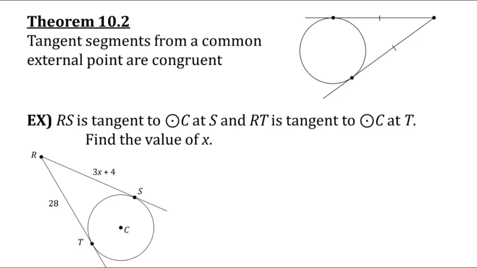RS is tangent to circle C at point S. RT is tangent to circle C at point T. Find the value of x. Since RT and RS are both tangent, and they both come from point R, then I know that RS and RT are equal. So I can say 3x plus 4 is equal to 28. If I subtract 4 from both sides, 3x is equal to 24, and so that means x equals 8.